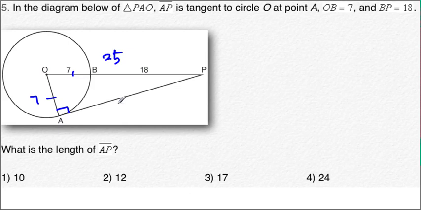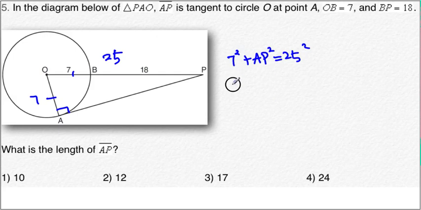And then what do I call? Then we get to realize that 7 squared plus AP squared must be equal to 25 squared. Some of you might have noticed that this is in fact another Pythagorean triple, 7, 24, 25. We'll see how everything goes.